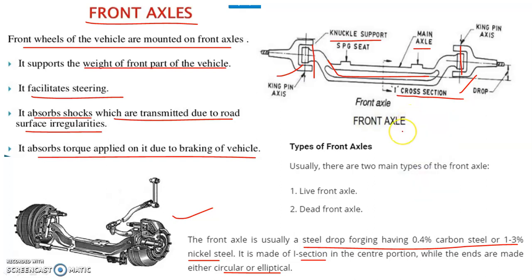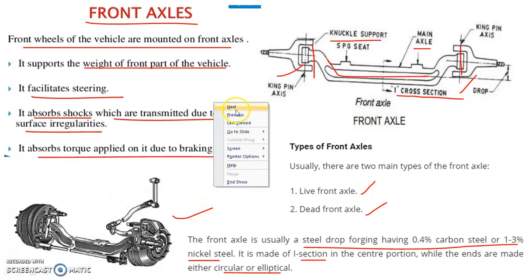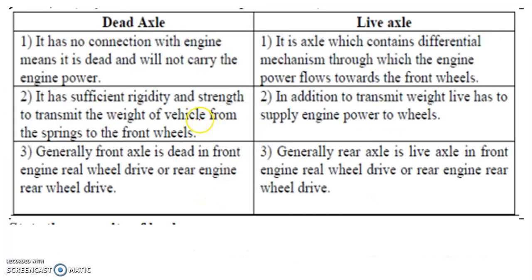What are the types of front axle? Usually there are two main types of the front axle. One is called live front axle and the second one is called dead front axle. Let us see the meaning of this and what the difference is.